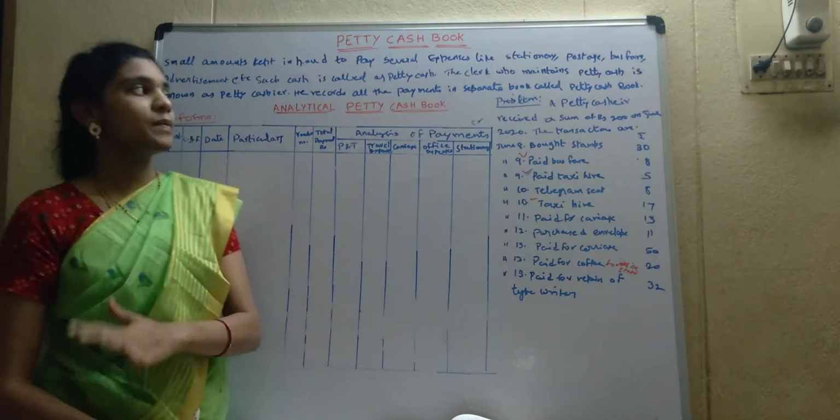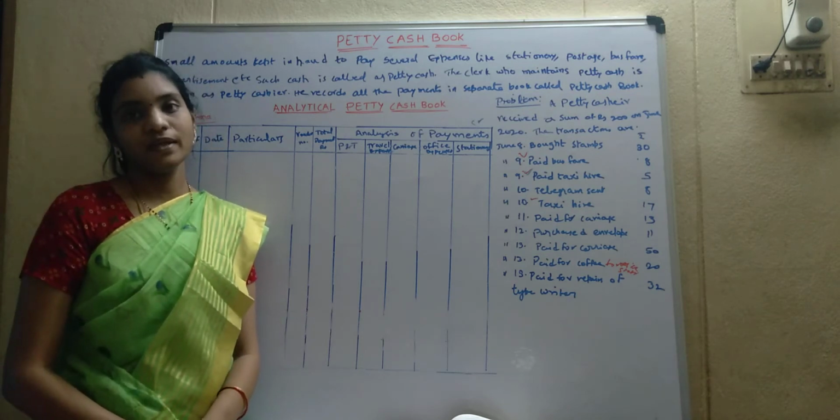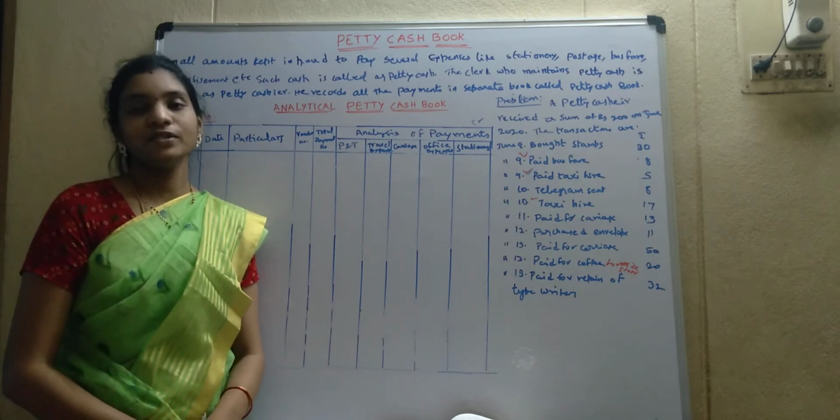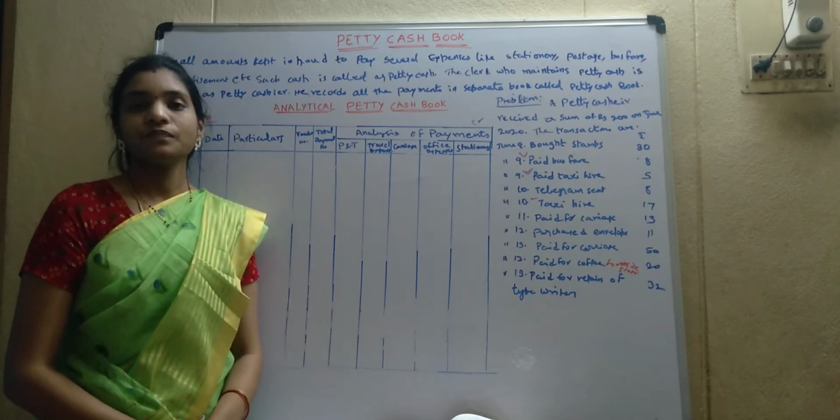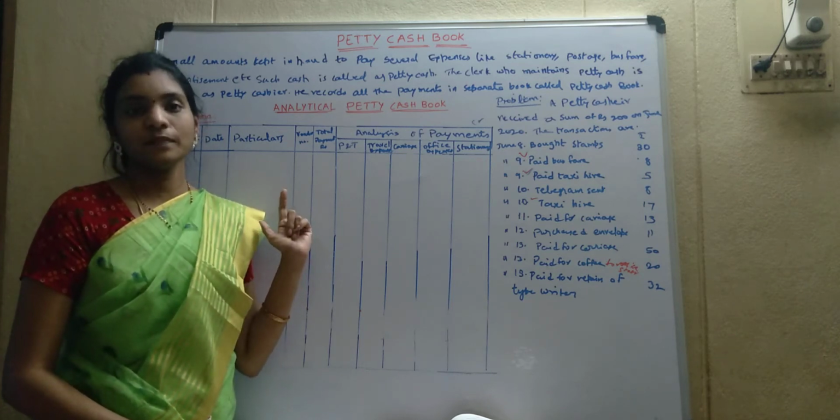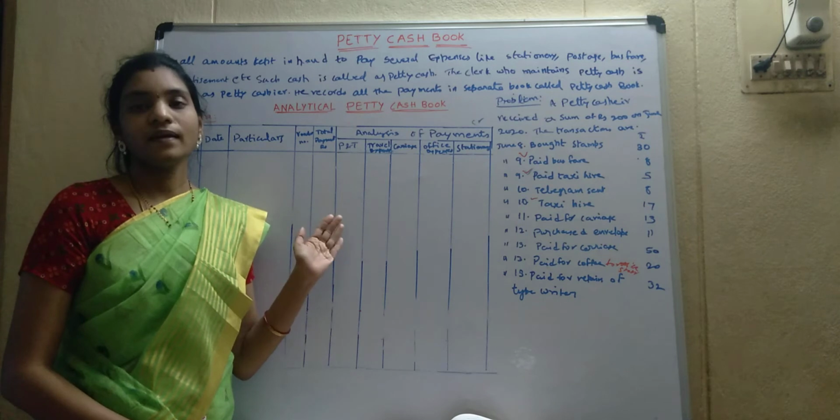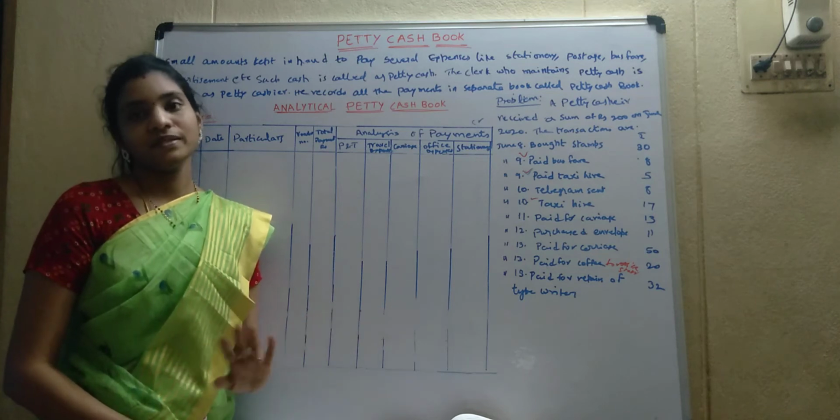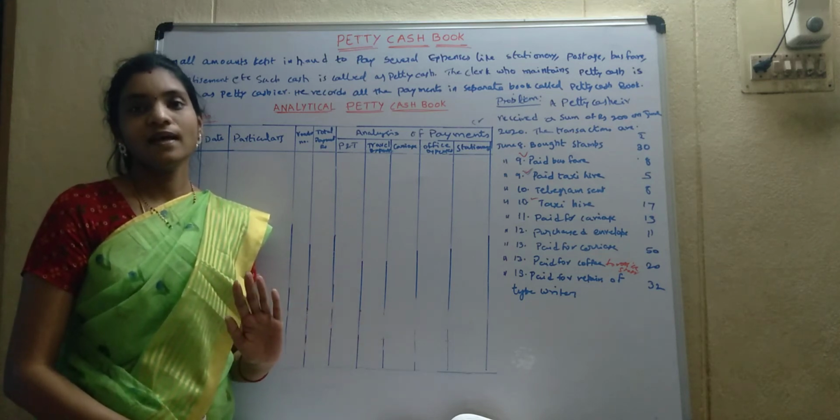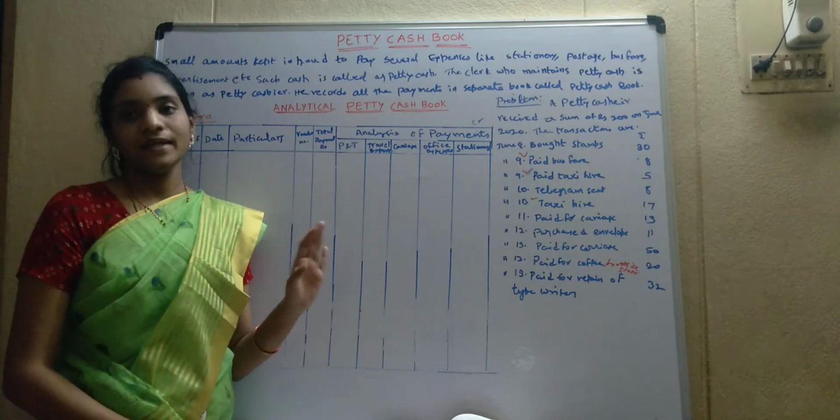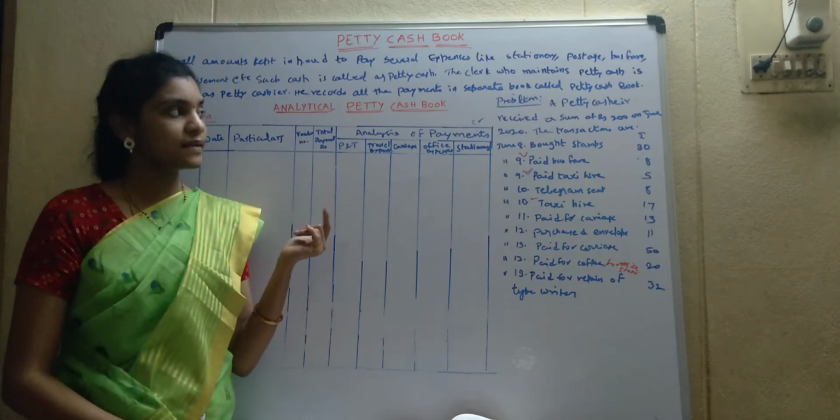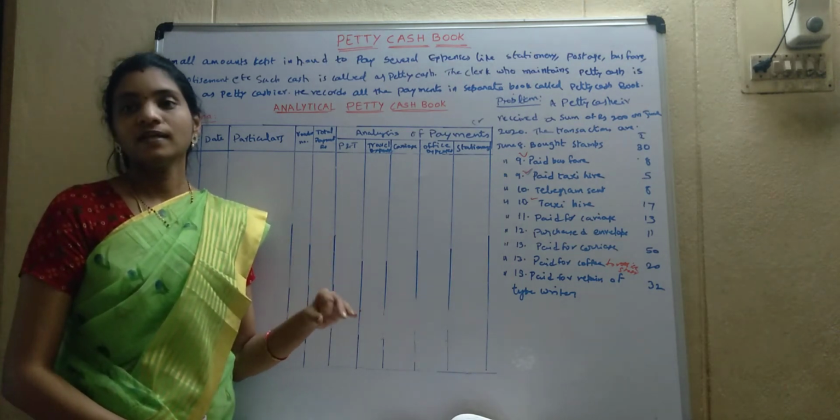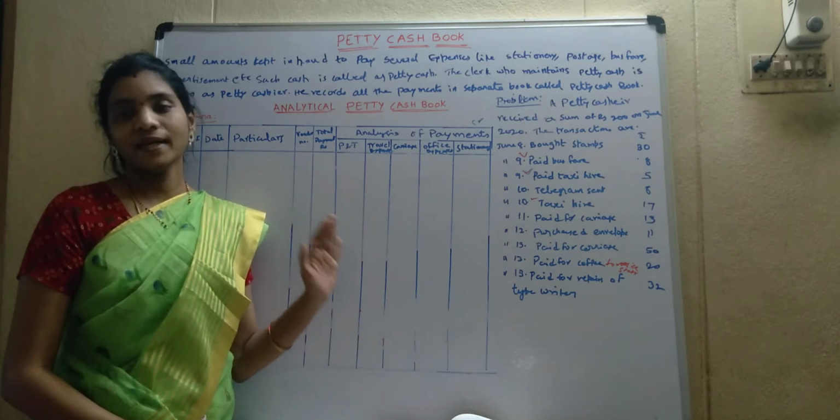He records all payments in a separate book called petty cash book. The main cashier provides some cash to the petty cashier to bear all the petty expenses. What does the petty cashier do? He pays all the petty expenses and records all the transactions in the petty cash book. He also receives a voucher for every expense he makes.